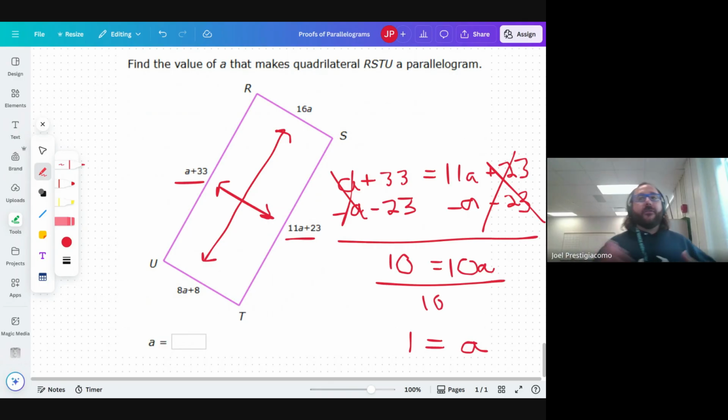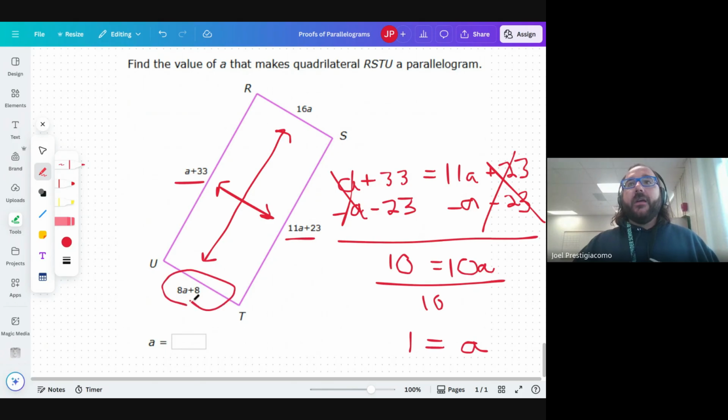Okay, so that works for that corner. So let's see if it works for the other side as well, right? 8a plus 8, that should be 8 plus 8, which is 16. And that should also be 16. So a equals 1 would be the solution here. Okay, so make sure to go back and look at those 5 properties that come along with a parallelogram. Then anytime you're in a situation, merging those truths with whatever we're given in the problem is how we can go forward and show that something is a parallelogram.